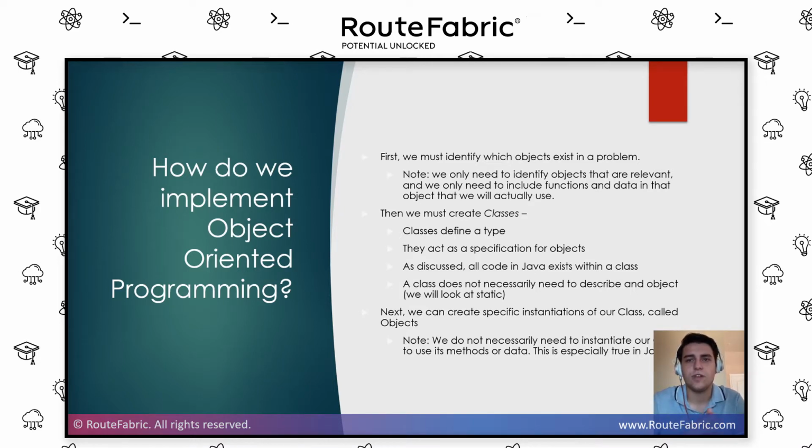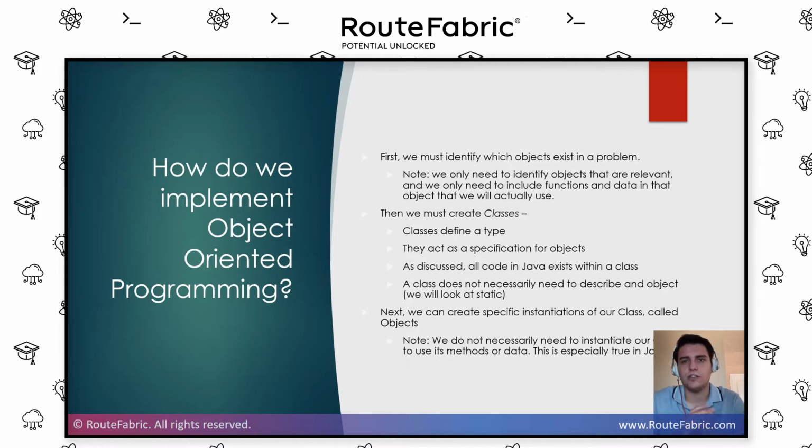Next we can create specific instantiations of our class, and these are called objects. Our class is like a definition for what our objects are going to be, and then we can create specific instantiations of that class, and those are going to be our objects. We can define a class once, and then we can create 10 objects from that class. For example, we can define a person class, and we can say, okay, a person has a name, they have a hair color, they have a height, and then we can create person 1, name him John. We can create person 2, name her Jane, that kind of thing.